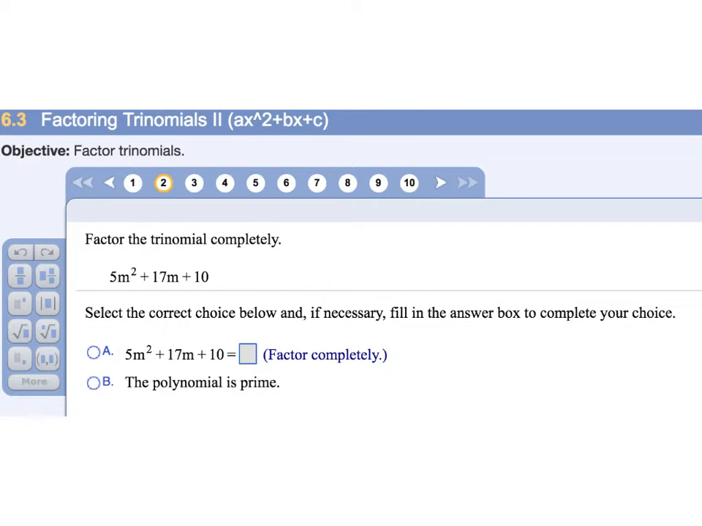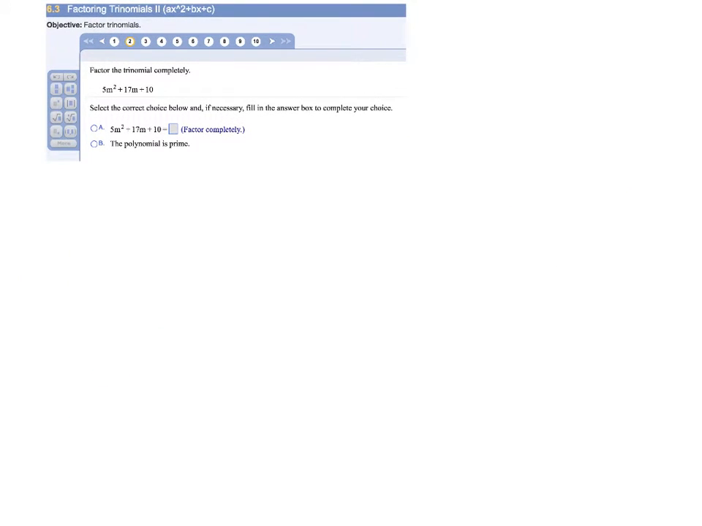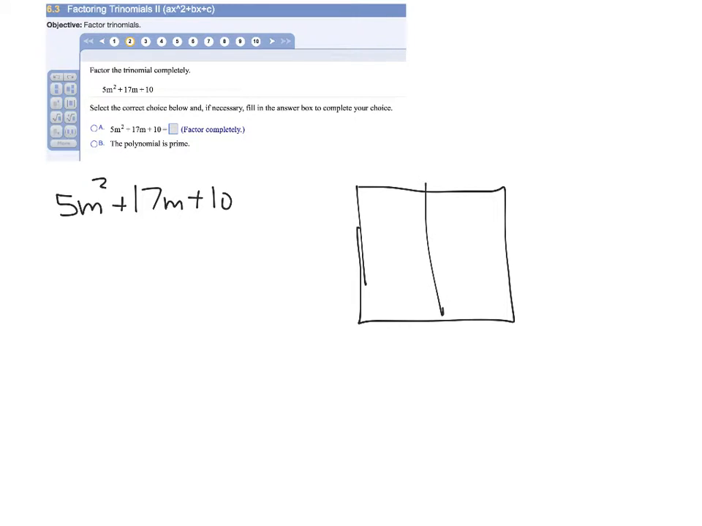All right, so more of the same. So we've got 5m squared plus 17m plus 10. All right, so now I'm going to go over here. I'm going to make my little box right there. And then in our place, of course we know what goes in the upper left-hand corner. It's 5m squared. And of course, we know going down here in the lower right, it's 10, or really more appropriately, positive 10.